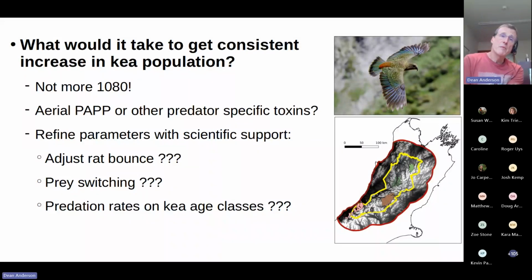We may need to refine the model. We may need to refine the parameters with scientific support. We can't just go and change parameters so we get the outcome that we want. So for example, the rat bounce seems to have a big impact because rats bounce back so fast that allows stoats to come back so fast. The prey switching has a pretty big impact as well. The rates of predation on the different Kea age classes. And I think I'm really out of time.